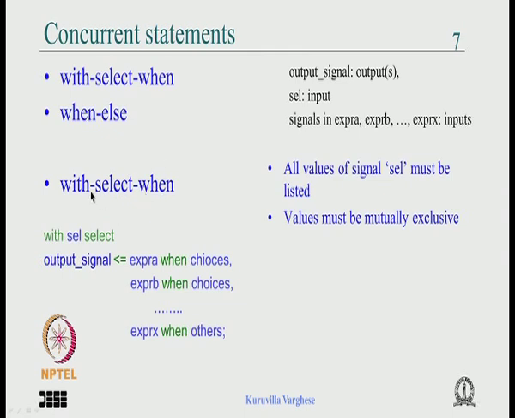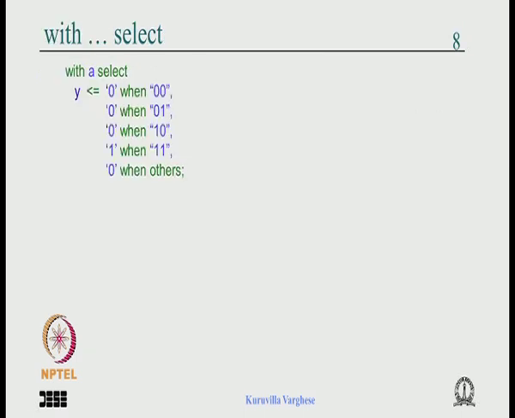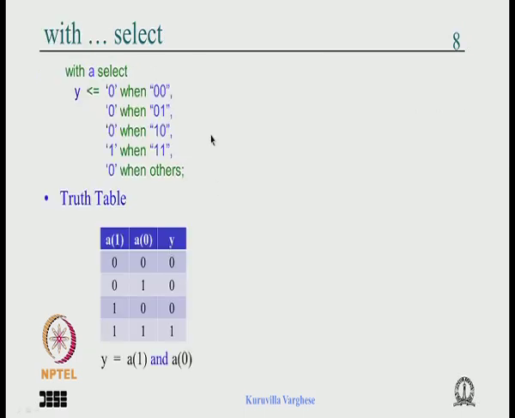So the syntax of with select when is: with some input, you say select, and for all mutually exclusive values of that signal you specify the output, the numerical values, or as a function of some other inputs. So we said that this is nothing but the truth table. In the simplest case, we have seen an AND gate, say A1 and A0, and for all the 00, 01, 10, 11, the output is specified. It's a simple truth table.